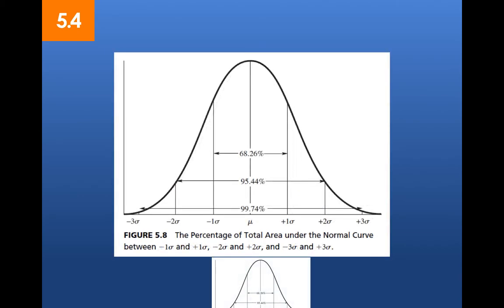Okay, so in the middle, a little over 2/3 of all scores are going to be within 1 standard deviation of the average on either side. 95% will be within 2, 99% will be within 3.